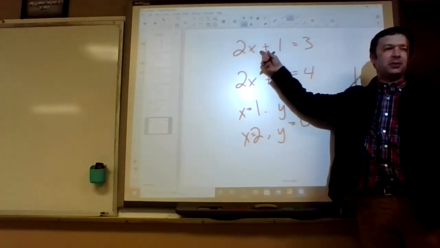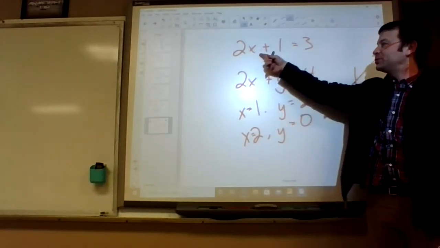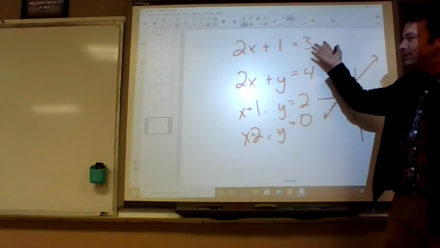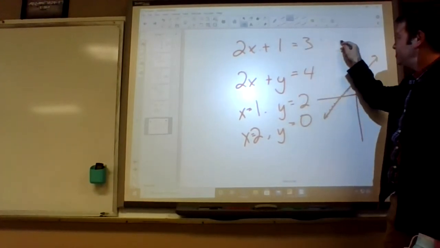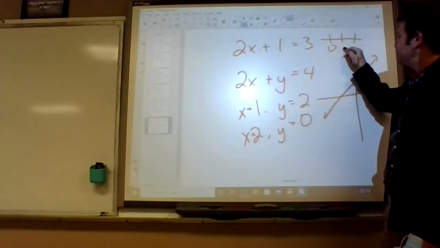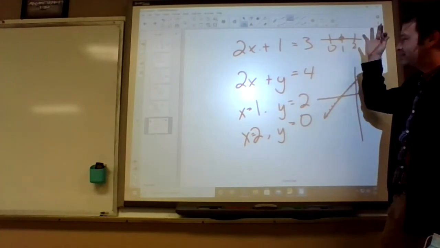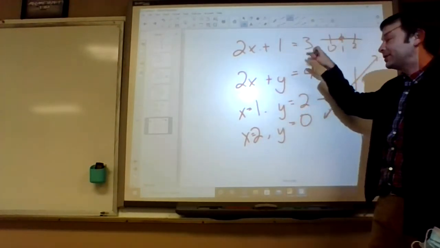This only has one solution. x is 1. If you solve this, you get x is 1. I guess you could graph that on the number line. 0, 1, 2, dot. That's the graph of that. We didn't graph these though.